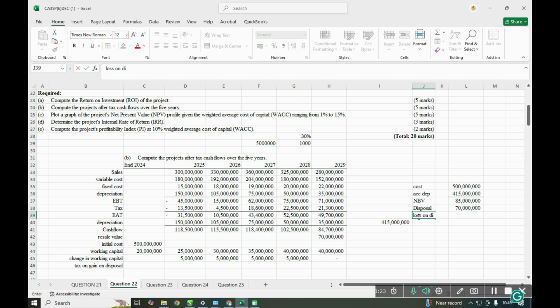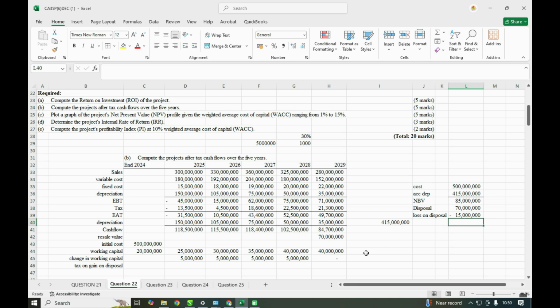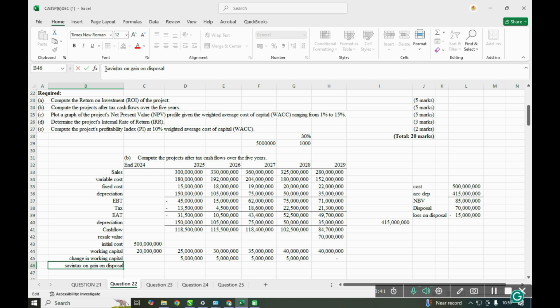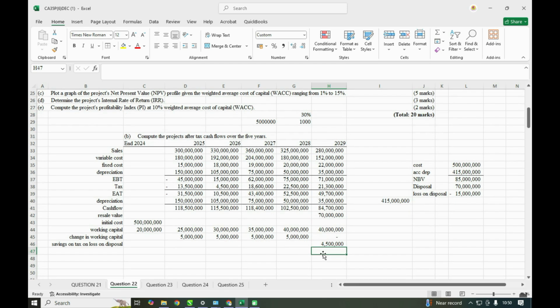So here, if we dispose at this, we had a loss. Loss on disposal, and our loss will be this minus this. So we sold it at a loss of 15. So our savings on tax, let me change this, it should be savings. Savings on tax on the loss on disposal, because we disposed it at a loss. So we shall save that. I'll put a negative so that I have a positive value multiplied by 30%. So we shall save 45. 45 will be our savings as a result of selling it at a loss.